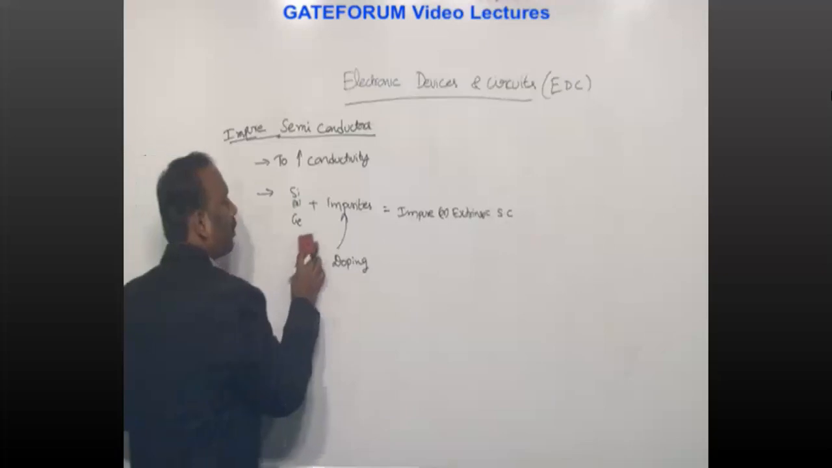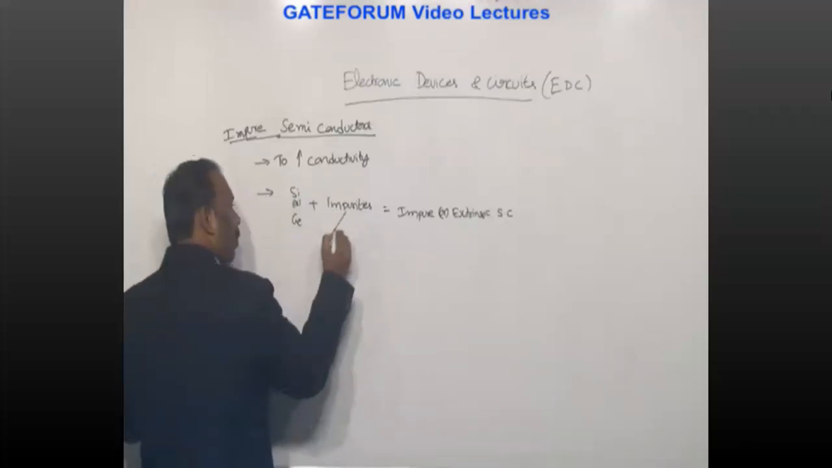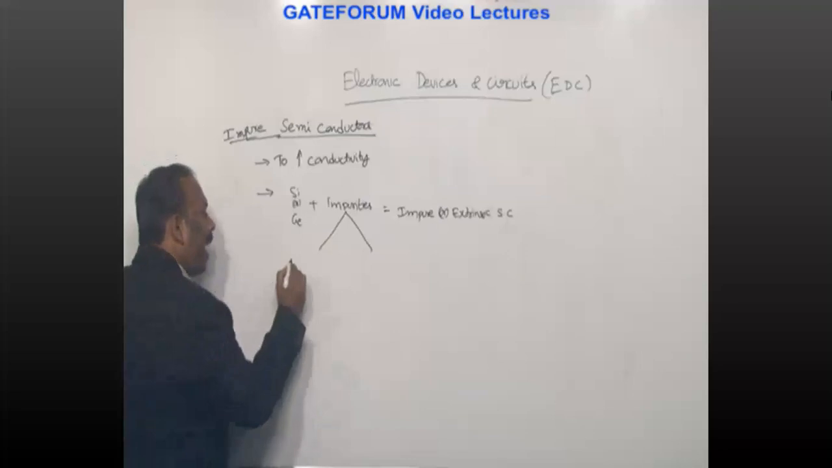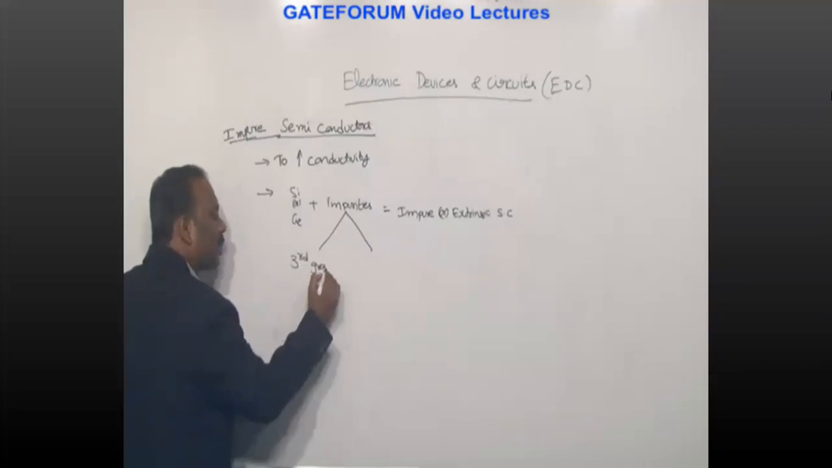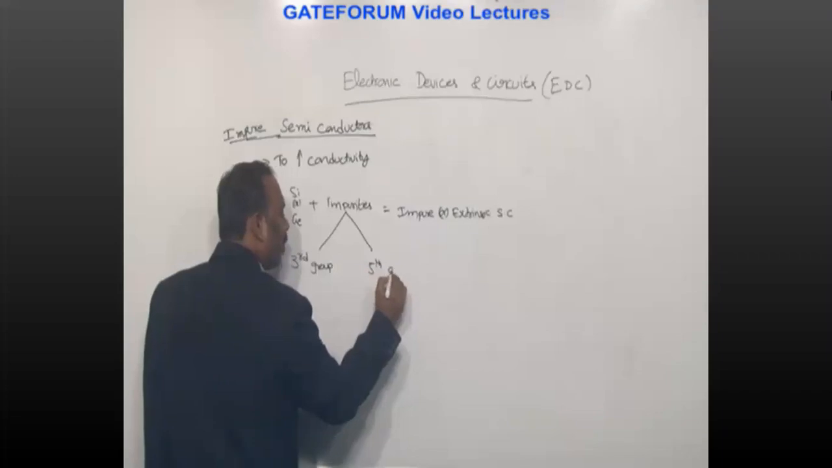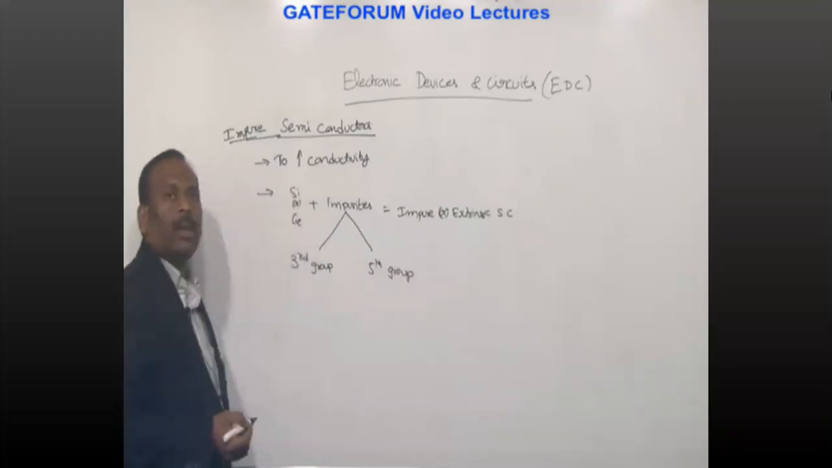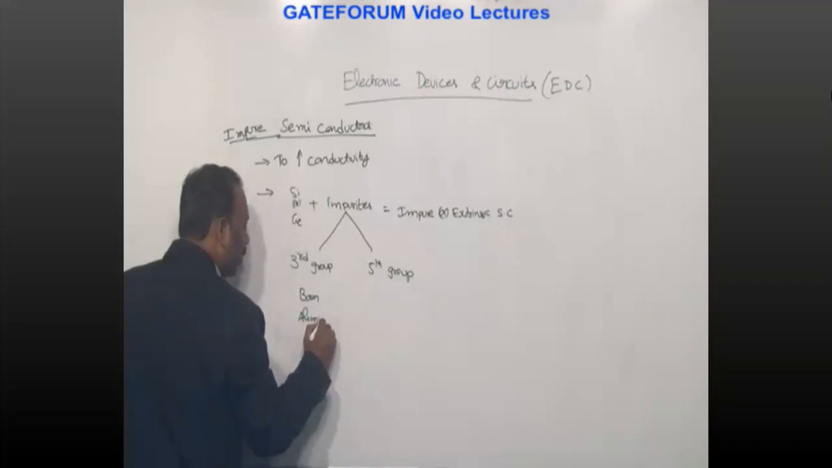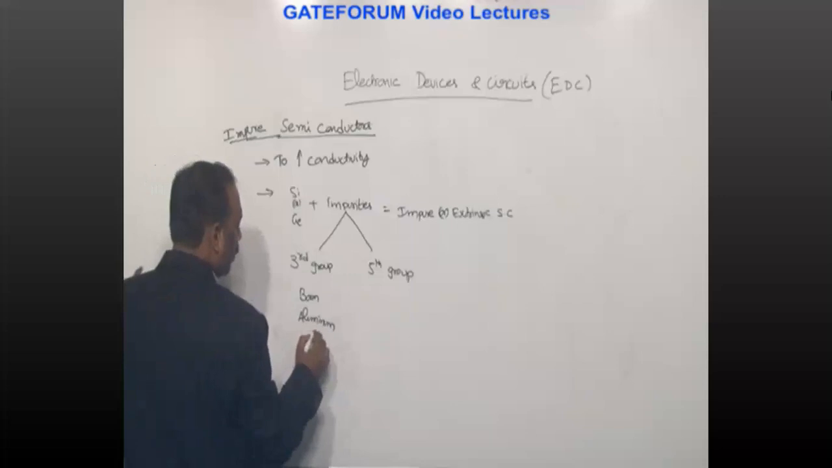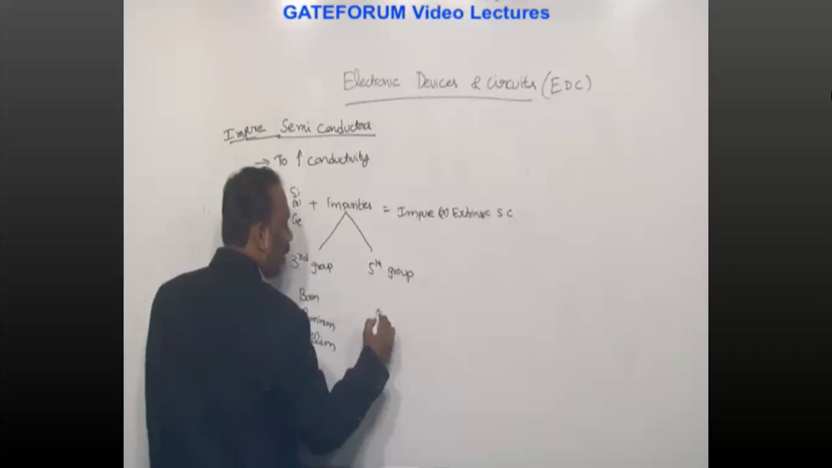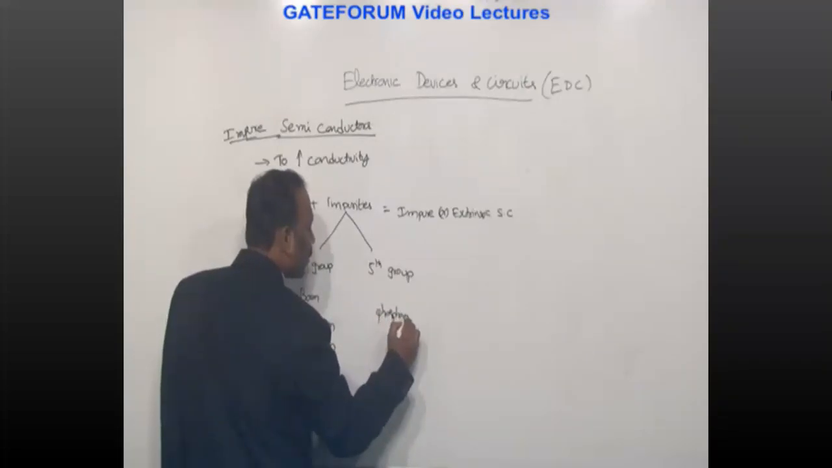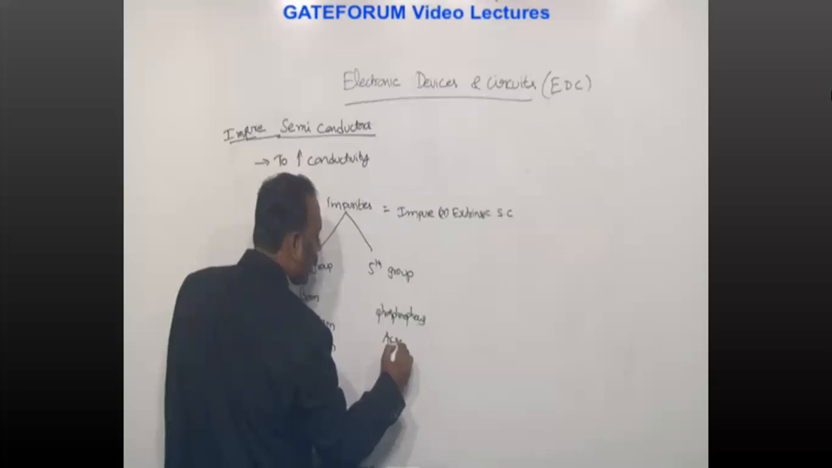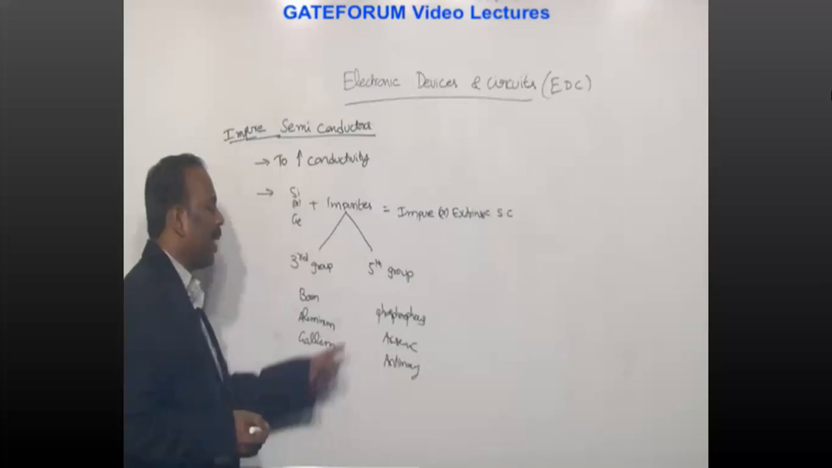Clear? Now, the impurities that can be added are either third group elements or fifth group elements. Third group element examples are boron, aluminium, gallium. Fifth group elements are phosphorus, arsenic, antimony. The most commonly used is phosphorus.